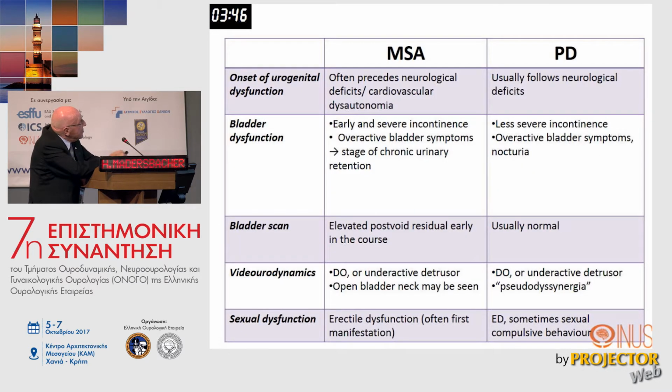So if you compare these two, MSA and PD, the onset of urogenital dysfunction in the MSA is very early. It often precedes the neurological deficits that they have. In PD, we have heard it is later in the course of the disease. Bladder dysfunction, where we have overactive bladder symptoms, but here we have very severe incontinence together with overactive symptoms. Here with PD, if there's no prostatic obstruction, you have not too much post-void residual urine. Here you have post-void residual urine. In urodynamics, you have DO or underactive detrusor and this open bladder neck.